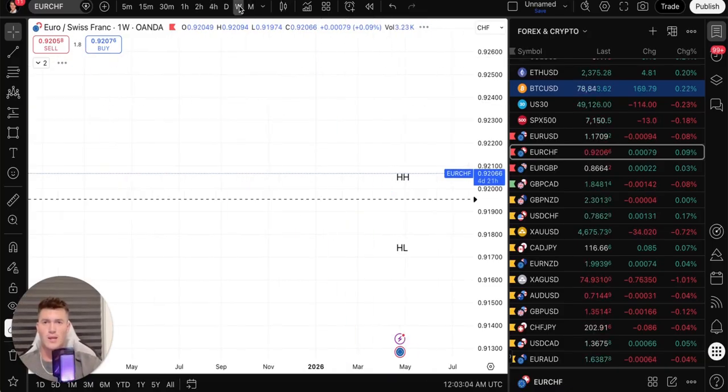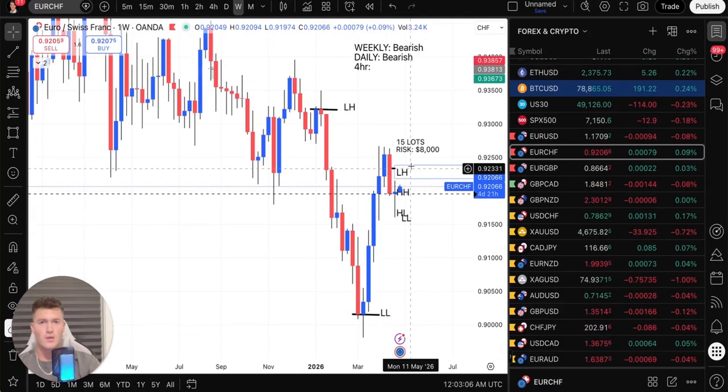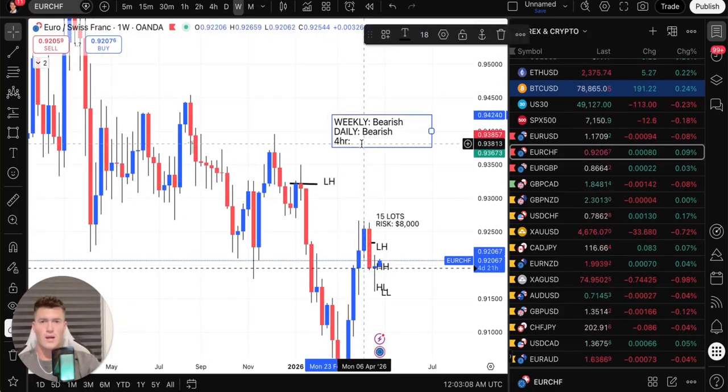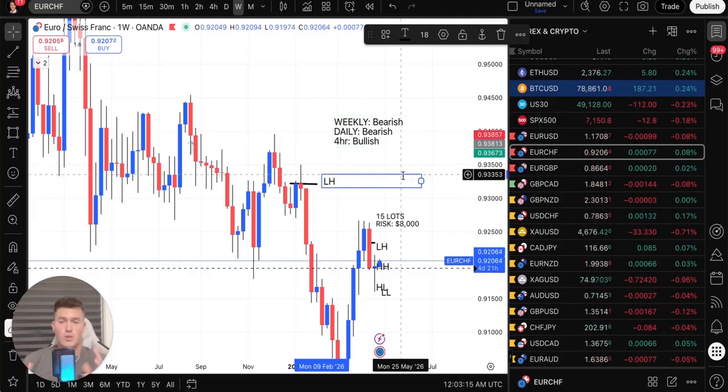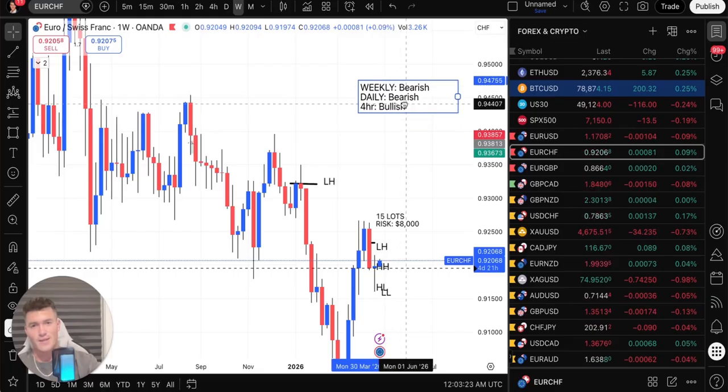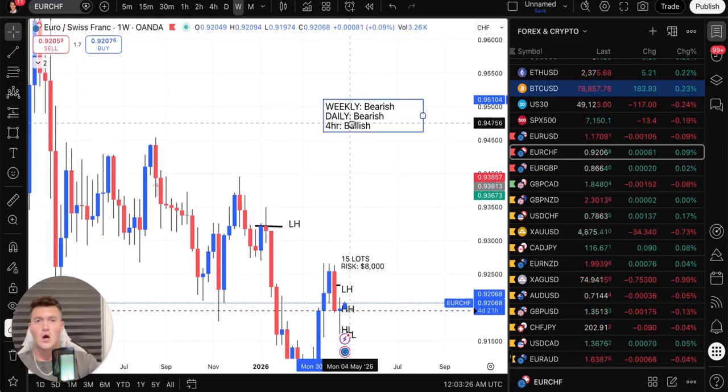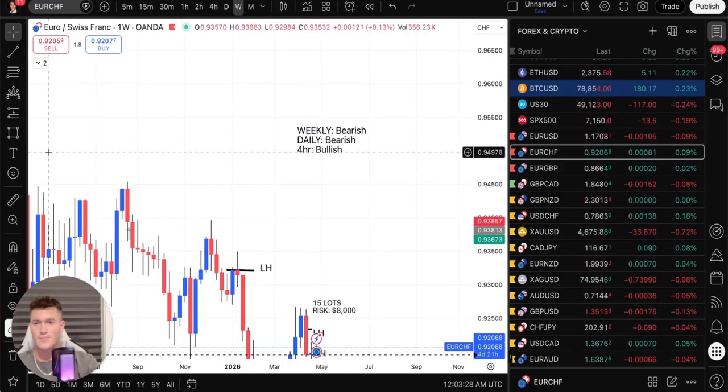So let's go back to our weekly time frame. Well, we've got this right here. Our 4-hour is bullish. But I still like this pair because we have 2 time frames in sync, our weekly and our daily, our strongest time frames. Weekly and daily are our strongest time frames.